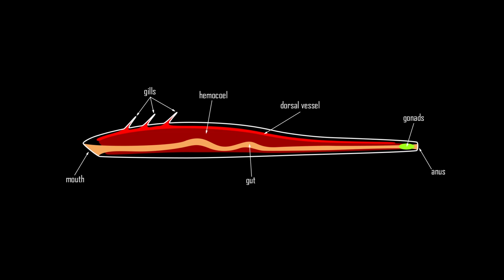Its organs are inside a cavity that is filled with a hemolymph-like liquid. They basically float within the liquid and are constantly in contact with it.